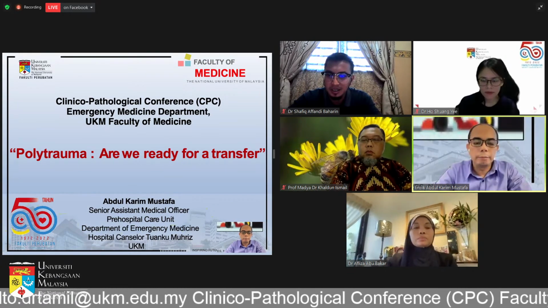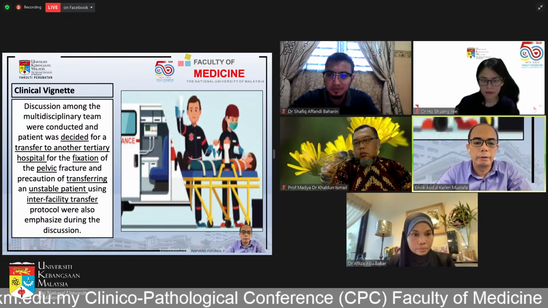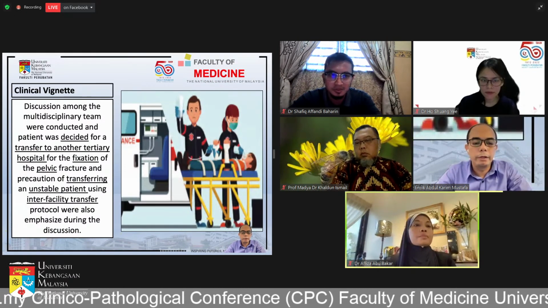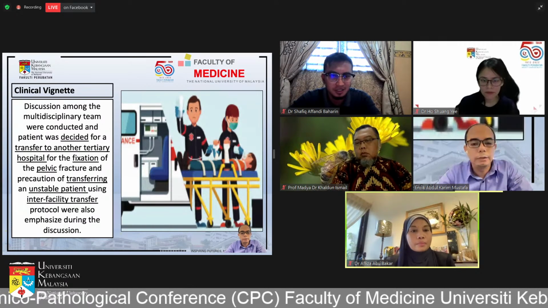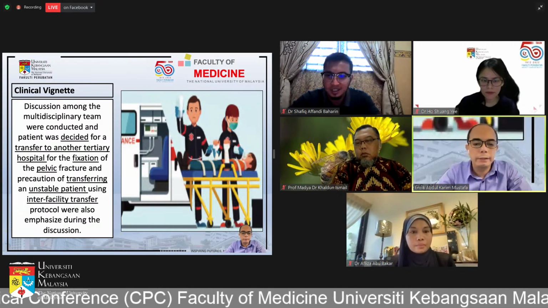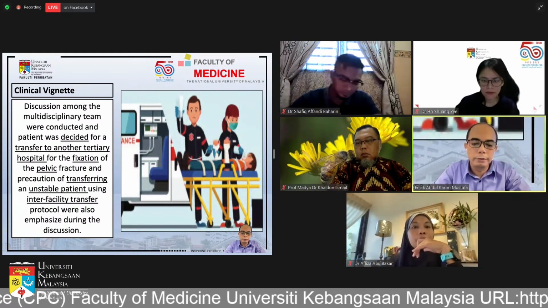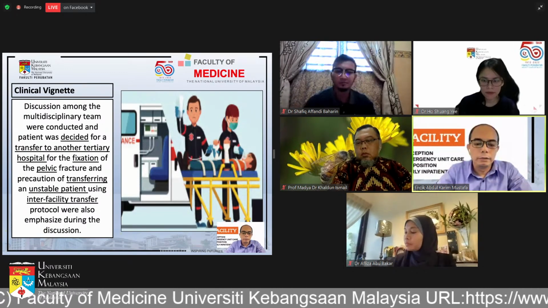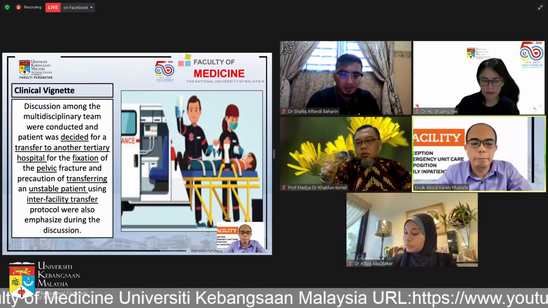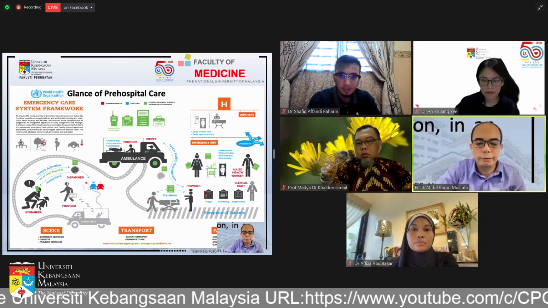This is a clinical vignette about these cases. The decision was made by the physician to transfer this patient to the tertiary hospital for further management. Then we have an unstable patient for the interfacility transfer. What kind of things should be prepared before you transfer this patient? Before we go further, we have to see what pre-hospital care basically is.